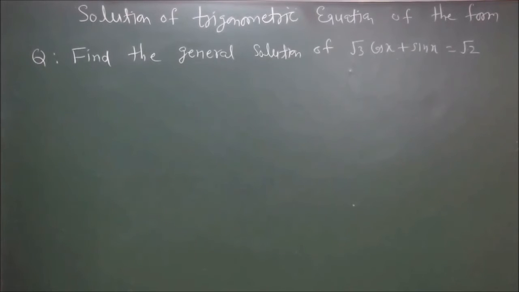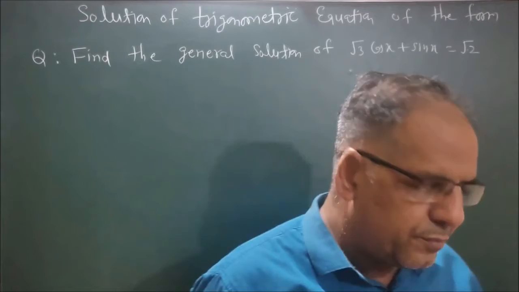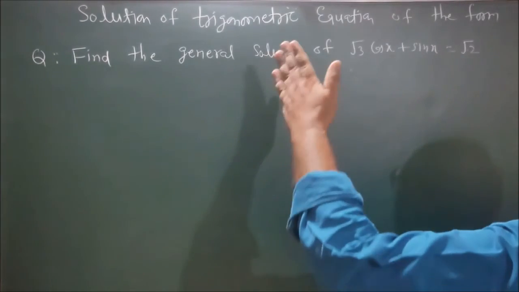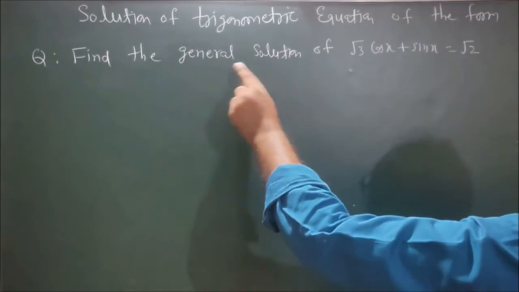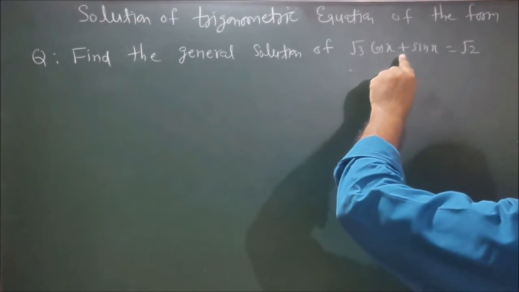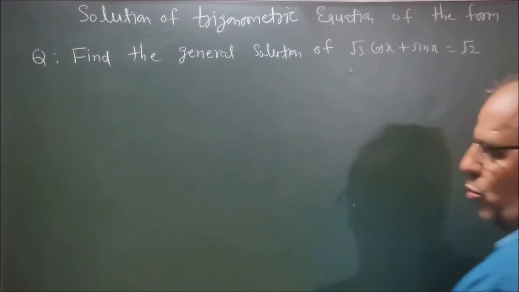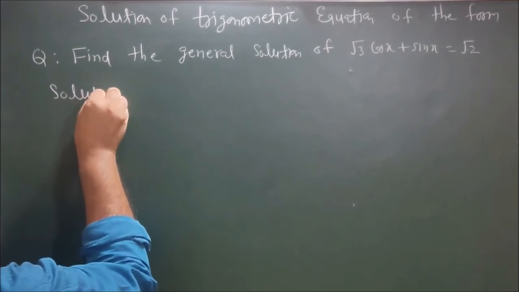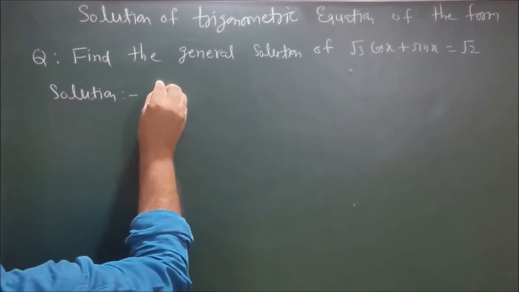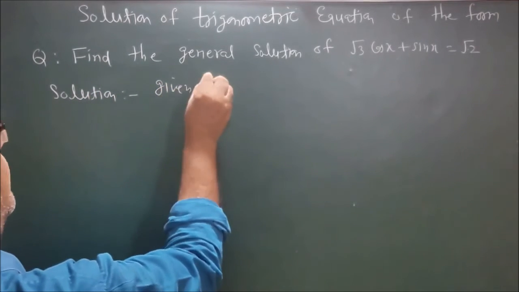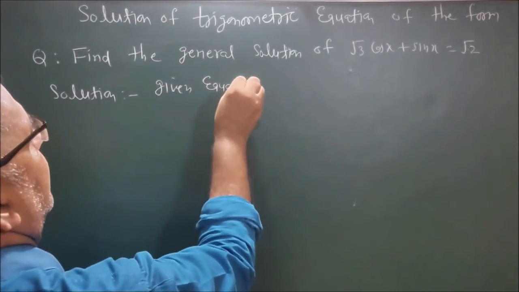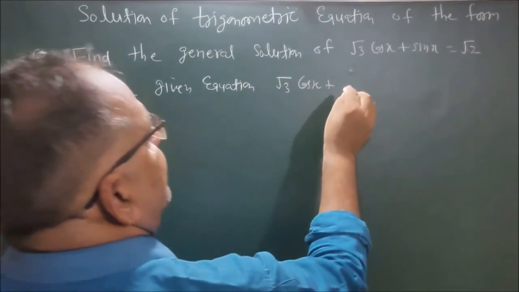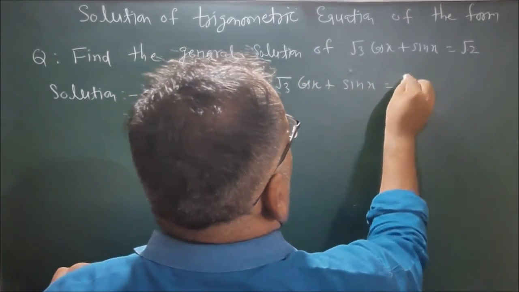Now I am taking one question based on the trigonometric equation of the form a cos theta plus b sin theta equal to c. So find the general solution of the equation under root 3 cos x plus sin x equal to under root 2. So now the given equation: under root 3 cos x plus sin x equal to under root 2.